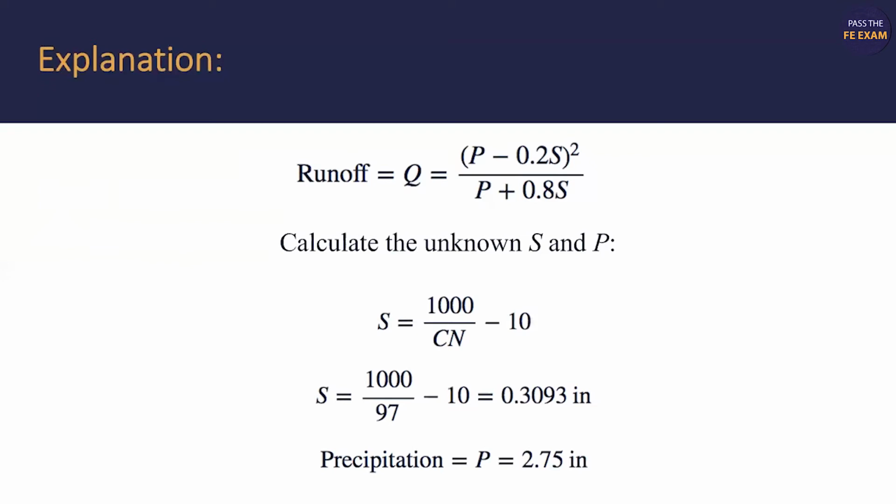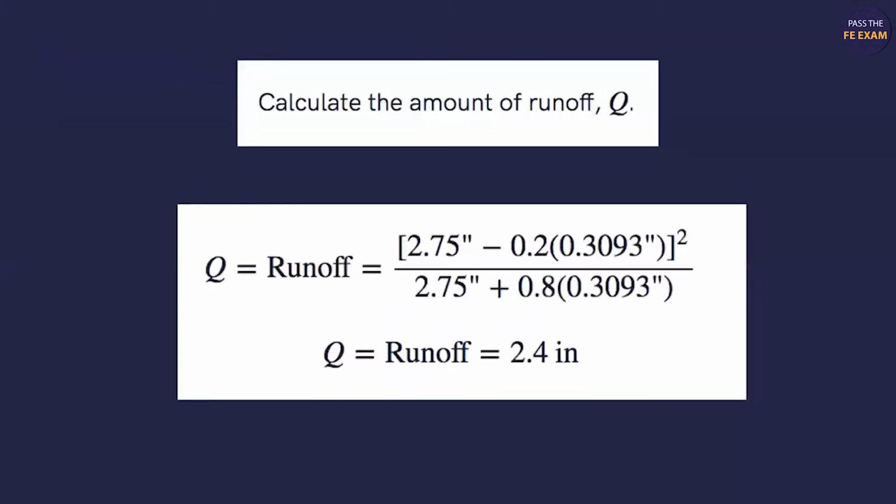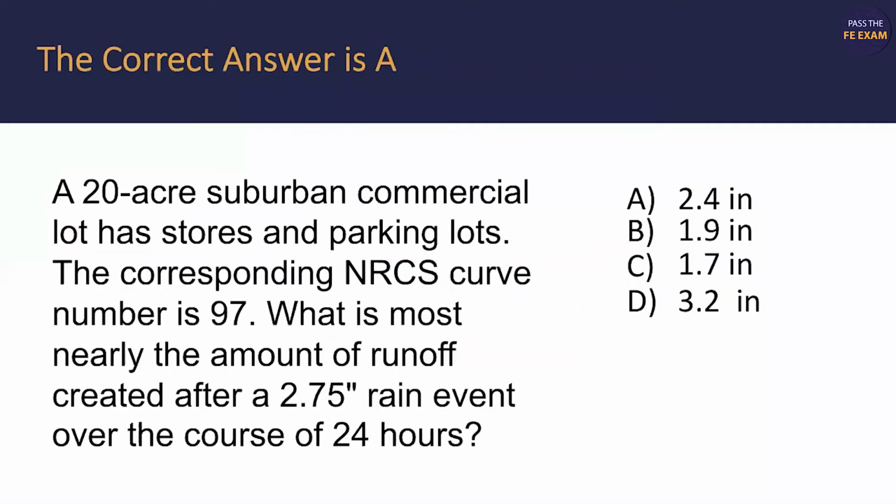So once we know those numbers, then we can go back and we can, again, use that runoff equation and just plug the numbers in. And when we plug them in, you run the math and you find that the runoff is 2.4 inches. Looking back at the possible answers, the correct answer is A, 2.4 inches.